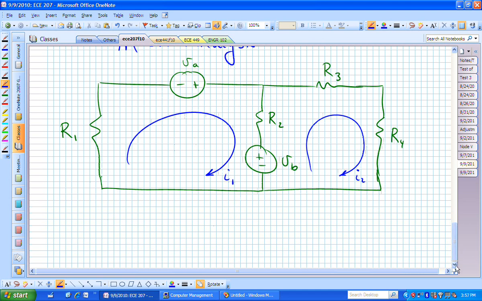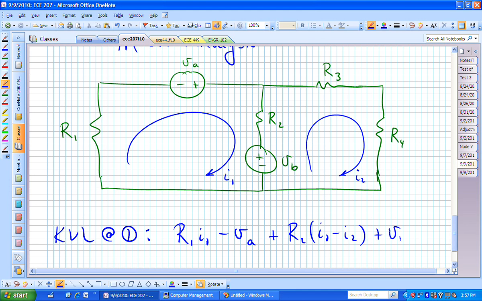Did you do this by inspection, or did you write the mesh equations, or both? You could have done it either way. Which way do you want me to work it? Both? We're in a hurry, so yes, we'll do it both. Let me just write it by going KVL around the two different meshes. If we do KVL around 1, we have R sub 1 I1 minus V sub A plus R sub 2 times I1 minus I2 plus V sub B equals 0.